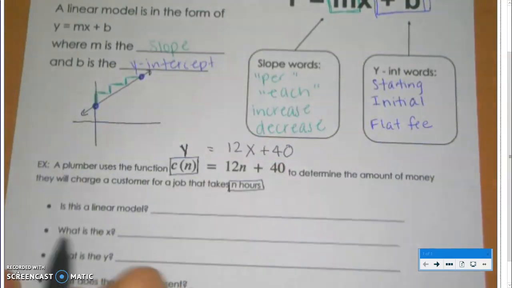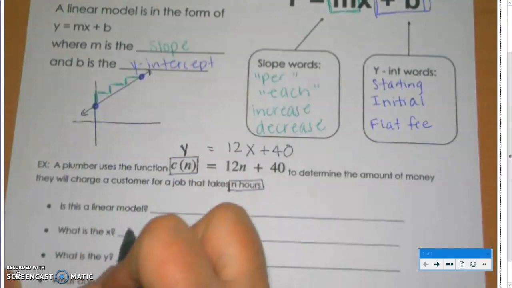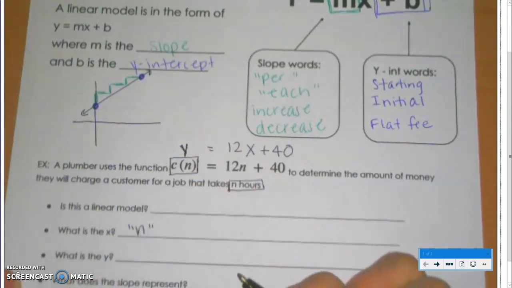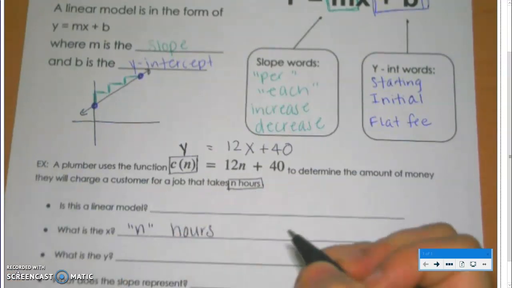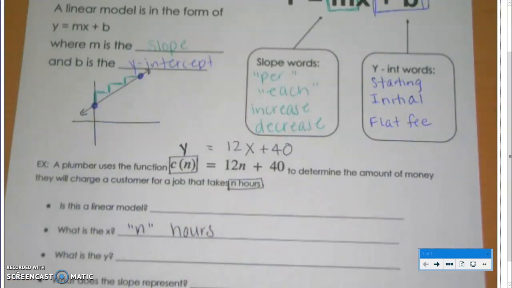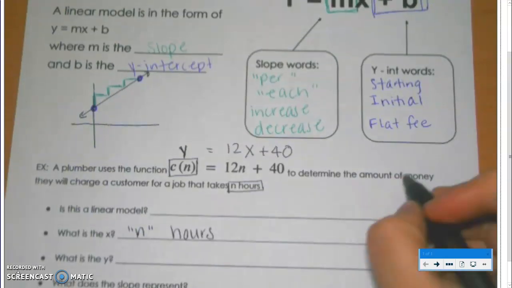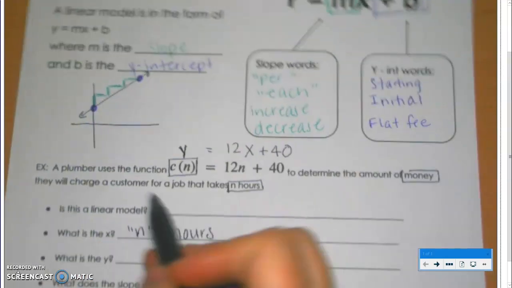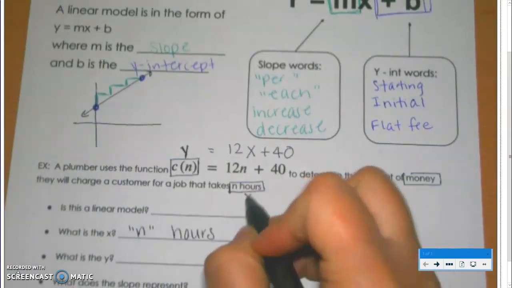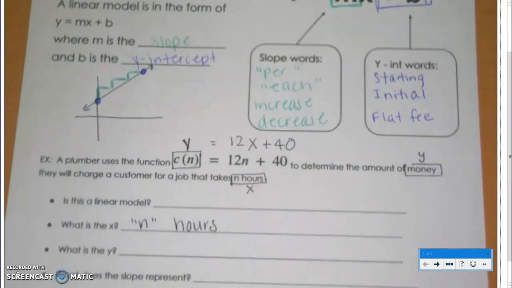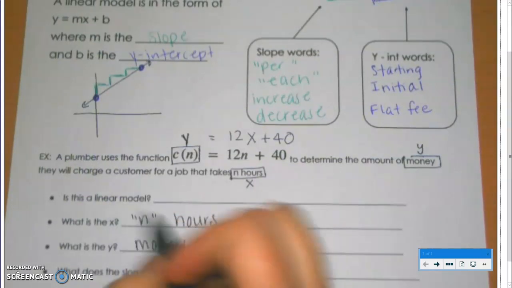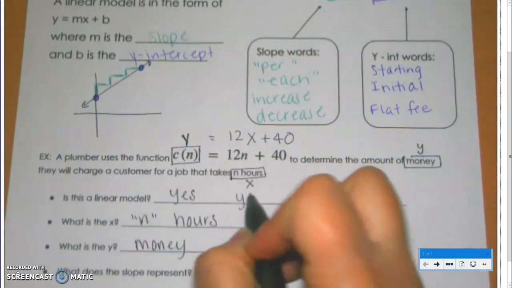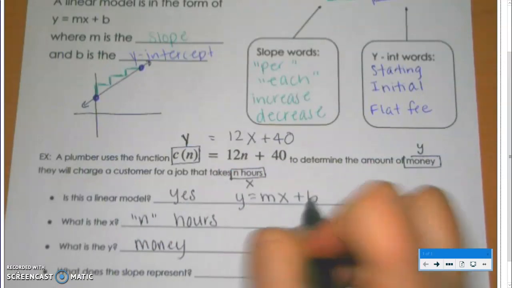So one of my questions says, what is the x? So x, which was originally n in the equation, is the hours. N is how much time, or x is how much time it's going to take. So if x is the number of hours, then y is the amount of money. So y is the money that they charge. Is this a linear model? Yes, and I can tell because it looks like y equals mx plus b.